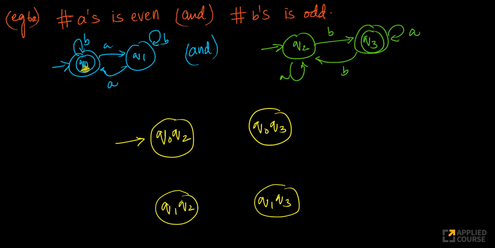What about the final state? The final state is Q0 here. The final state here is Q3. So Q0, Q3 becomes the final state now, because it is AND. It has to be Q0 and Q3. So this becomes my final state.